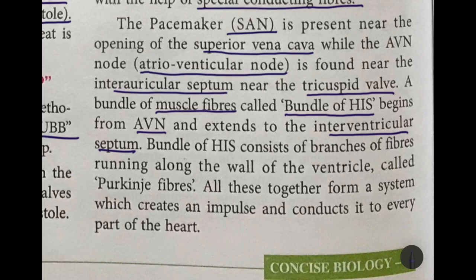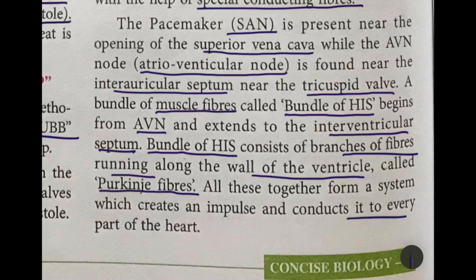So this bundle of muscle fibers, known as bundle of HIS, is made up of branches of fibers running along the walls of the ventricle. So there are fibers which you'll see on the wall of the ventricle running all over, and this is known as Purkinje fibers. So all this together forms a system which creates an impulse, a nerve impulse, and conducts it to each and every part of the heart.